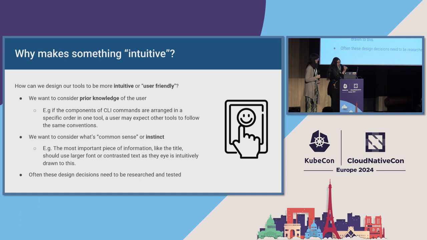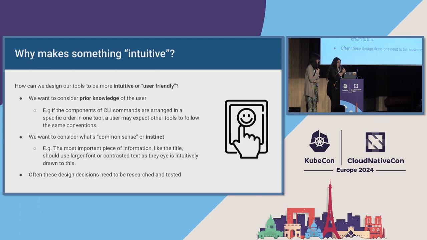Okay, so going back to this word that I keep using and that you've probably heard before, what makes something intuitive? There's a typo on the slide, sorry about that. So how can we actually design our tools to be more intuitive or user-friendly? There's basically two aspects to this. The first aspect is leveraging a user's prior knowledge.